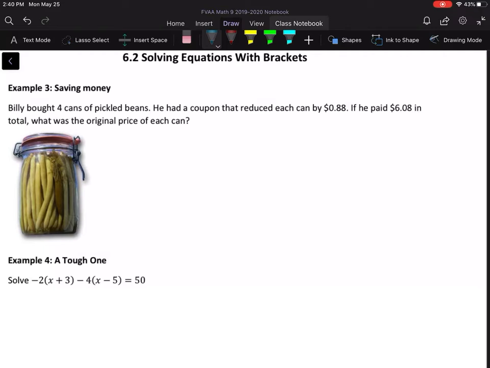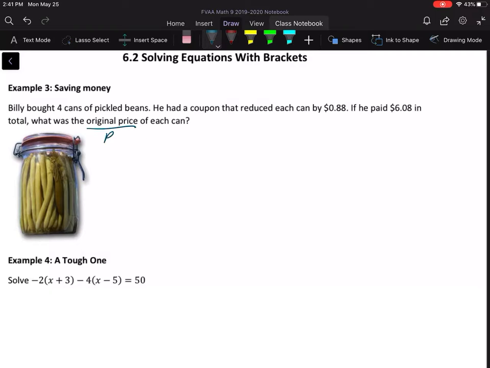Billy bought 4 cans of pickled beans. He had a coupon that reduced each can by 0.88, so 88 cents. If he paid $6.08 in total, what was the original price of each can? Aha. All right, so we know here that the original price, we're going to say original price is P.